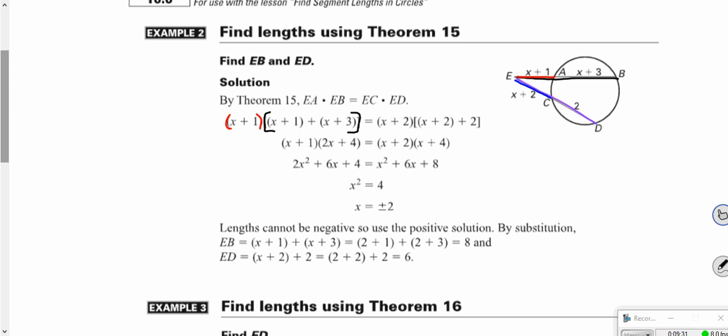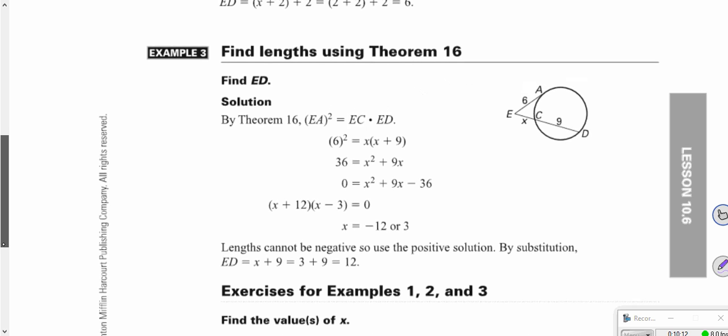Equals the external of the other one, that's my blue, times the whole thing of the other one. That was my purple. Again, here we are adding the X plus 2 plus 2. You do all of that, you end up with X squared plus 4X equals... X equals plus or minus 2, just positive 2. Can't have a negative. Lengths cannot be negative, so use the positive solution. And then by substitution, you can get the length of EB and the length of ED.